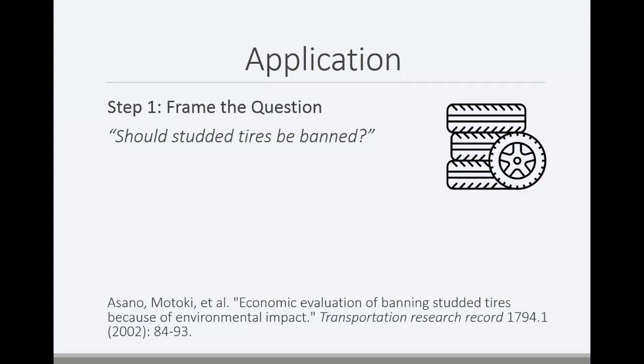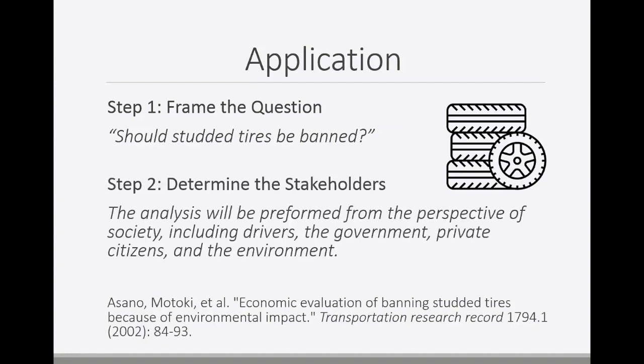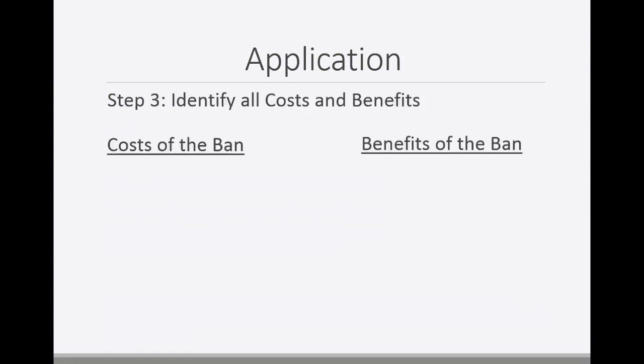We'll determine the answer by looking at a cost-benefit analysis by Asano et al. from 2002. We will take the perspective of society while performing the cost-benefit analysis, and we'll have many stakeholders, including drivers, the government, private citizens, and the environment. The next step will be to identify all of the costs and benefits that we would like to include in our analysis of the ban on studded tires.